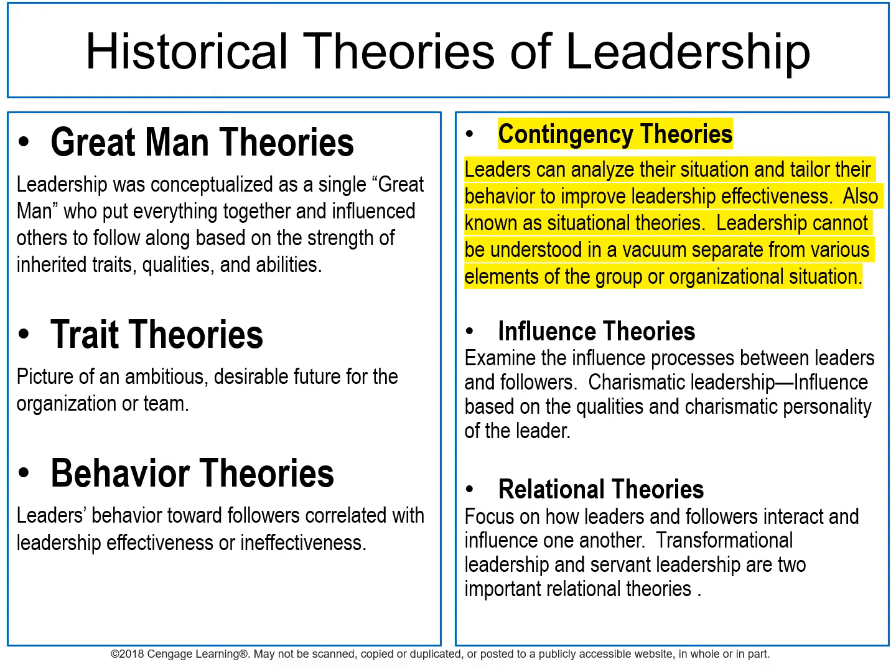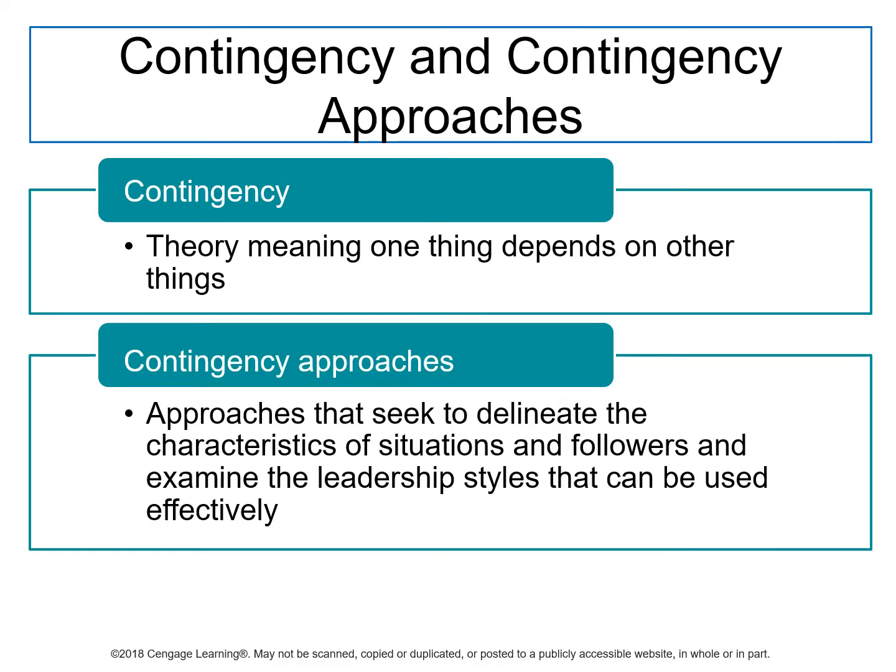Contingency theories discuss what leaders can analyze about their situation and tailor their behavior to improve leadership effectiveness. Contingency theories are also known as situational theories. Leadership cannot be understood in a vacuum, separate from various elements of the group or organizational situation. Leaders can adjust their style depending on different variables involved, like people, the environment, time frames, etc. A leadership style that works in one situation might not work in another situation. There is no one best way of leadership, hence contingency means, quote, it depends, end quote.